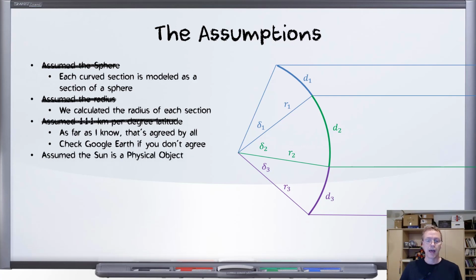Okay, next up, have I assumed the sun is a physical object? I get a lot of complaints about that. The sun is apparent. The sun is not physical.